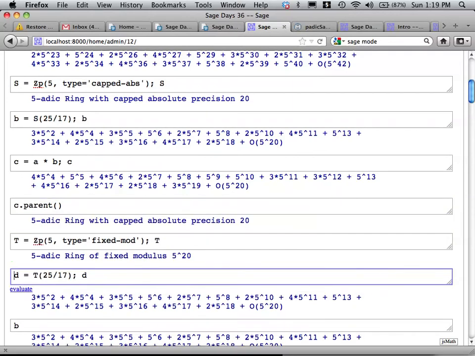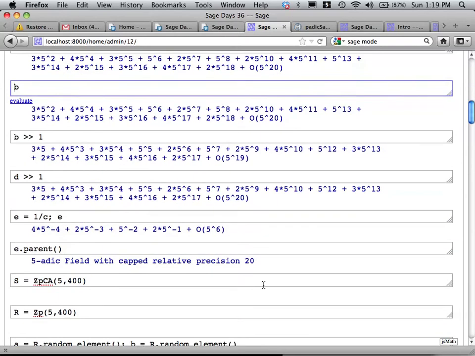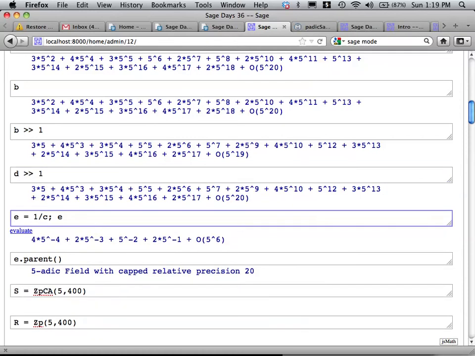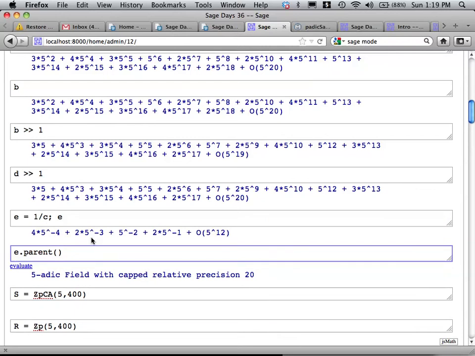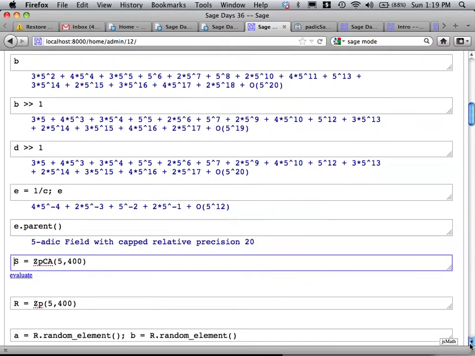You can create fixed modulus rings, and the various operations on fixed modulus rings can give you garbage in high-level bits if you don't know what you're doing. So if you do some operation in a fixed modulus ring, like dividing by p, which would lose precision, it just ignores that. You can invert elements and get things with negative valuations. They live inside the p-adic fields.